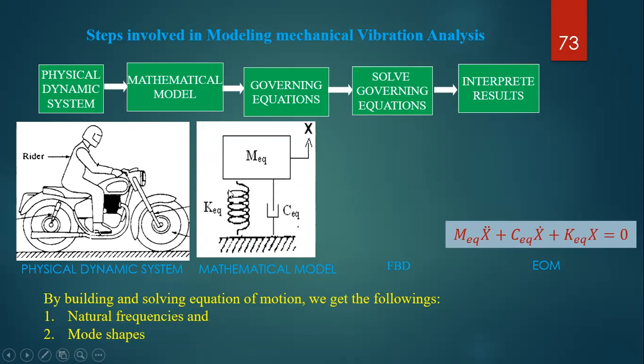And then we assume an equivalent stiffness of the structure as k equivalent. And for the damping system, we have the shock absorbers here, as well as the damping of the tire. So the equivalent damping is represented as c equivalent. This is a simple one degree of freedom representation.